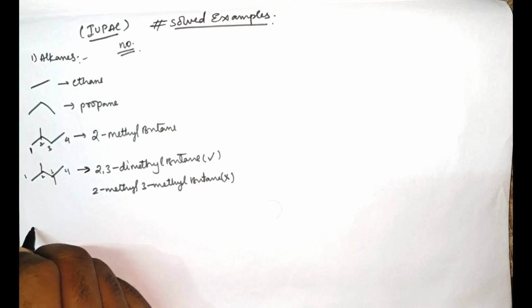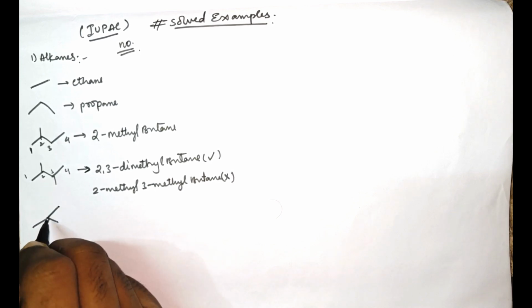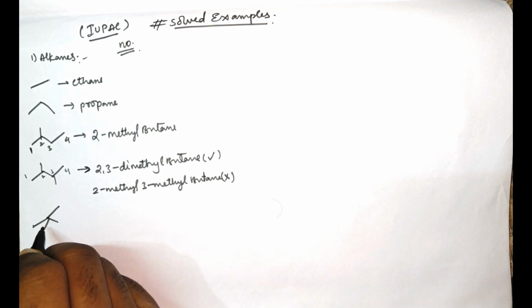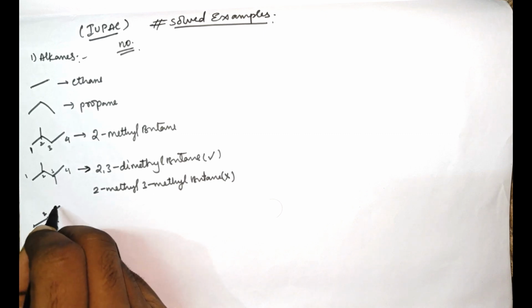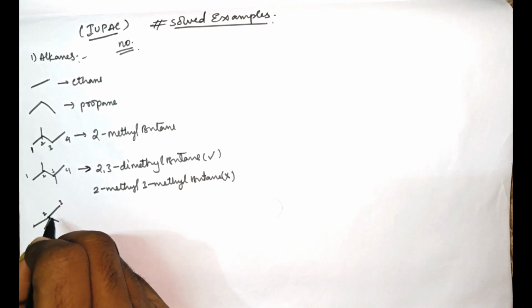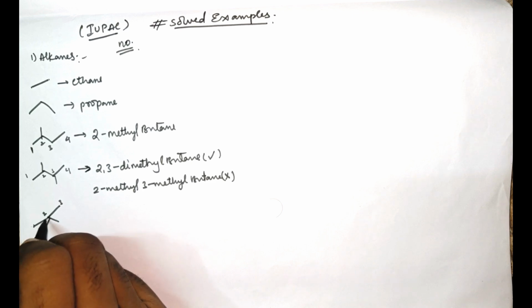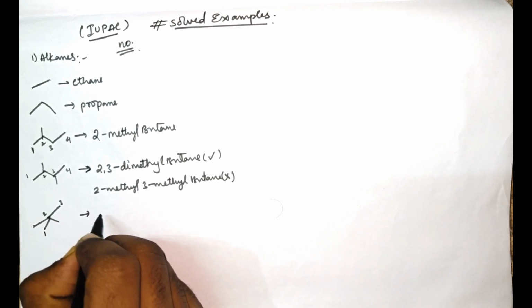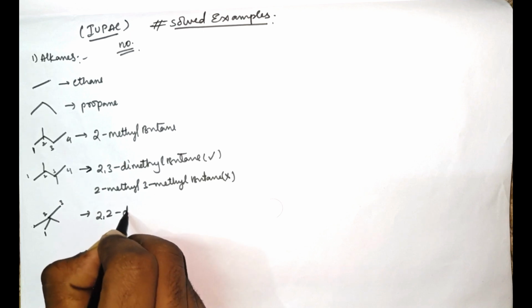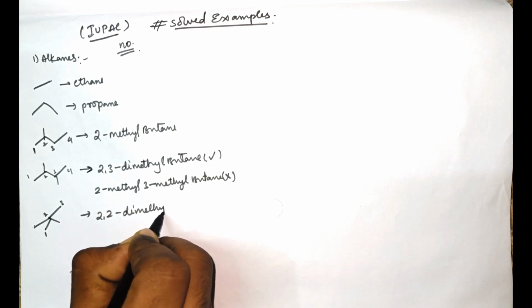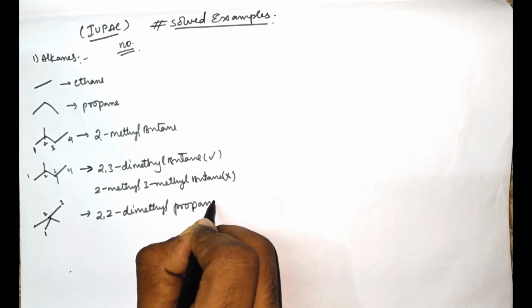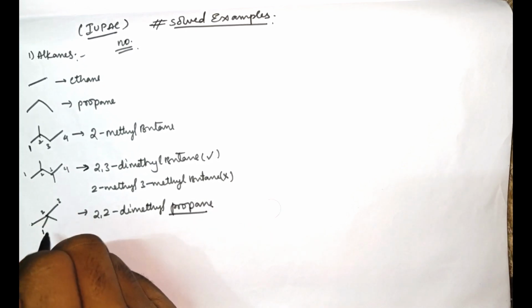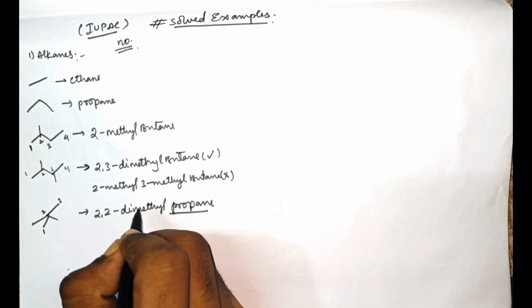And next, let's take this one. It has 1, 2, 3, 4, 5 carbons, but we must take the longest chain, and let us give numbering 1, 2, 3. This is a 3-carbon chain, and we have 2 substituents on the same carbon, hence let us name it 2,2-dimethylpropane. I hope you understand why I have taken propane, as it is a 3-member chain and no unsaturation is present.